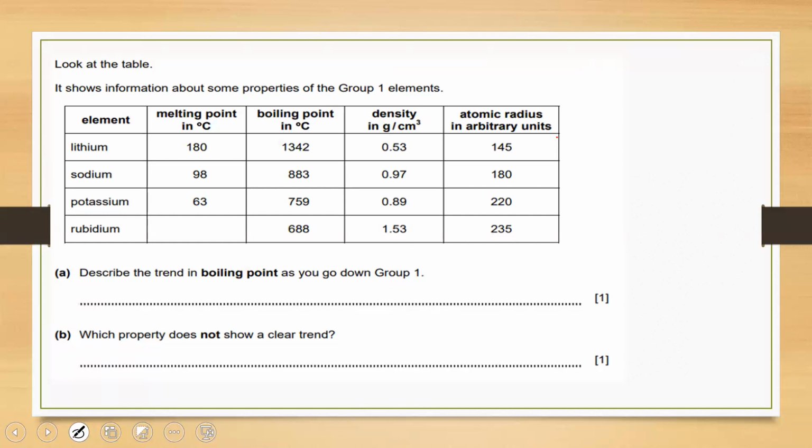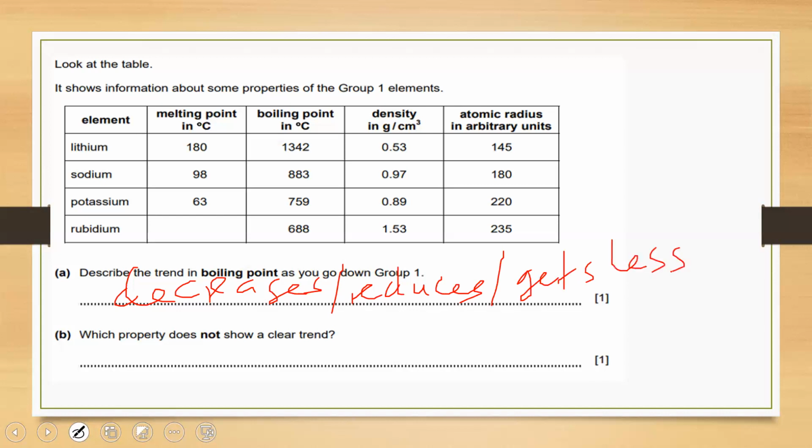The first thing we discover is that the melting point decreases: 180, 98, 63. For boiling point as well, 1342, 883, 759, 688. So just say it decreases. We can also say that it reduces, or that it gets less as we go down the group.